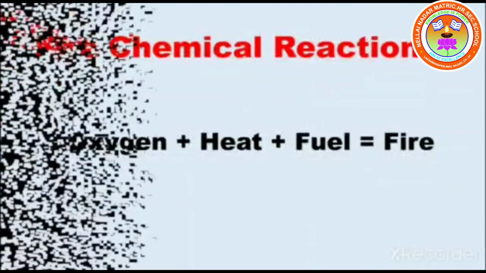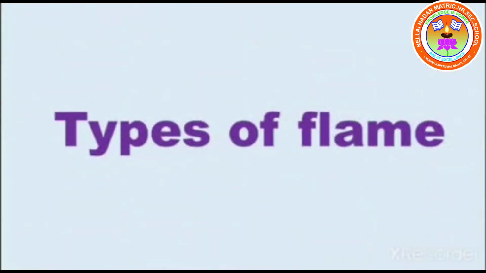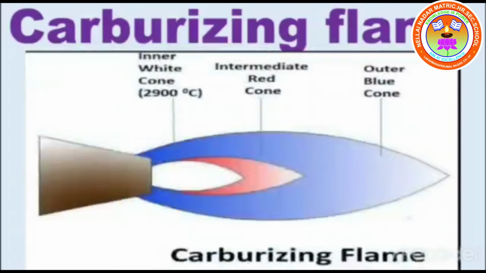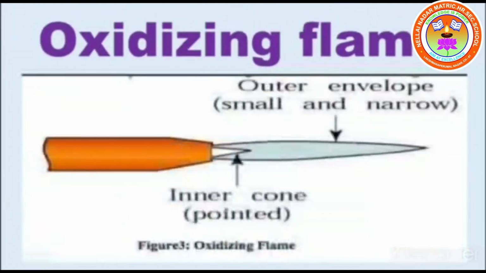Now let us see the types of flame. There are three types of flame. Natural flame has synchronized mixture of fuel and oxygen. Carburizing flame has more fuel and oxidizing flame has more oxygen. Different material use different flame according to weld condition.